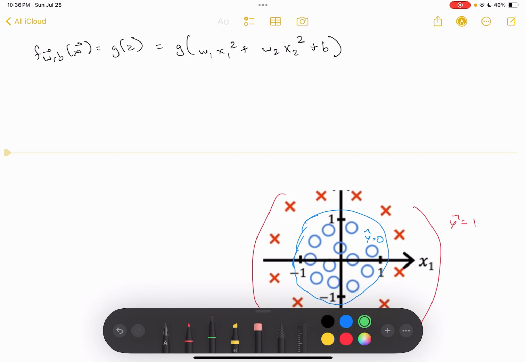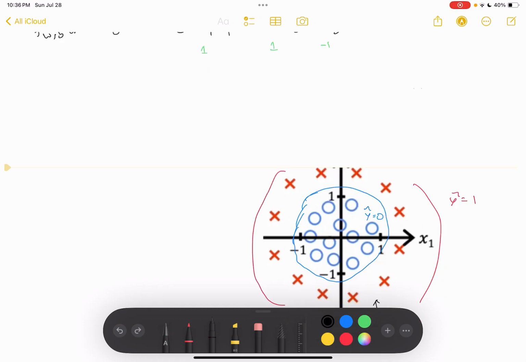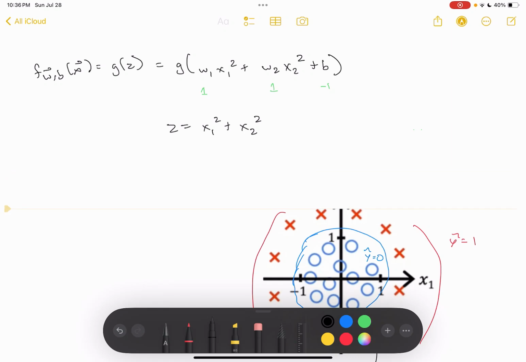Okay, and let's say we choose the parameter values 1, 1, and -1. So we assign initially w1 to 1, w2 to 1, and b to -1. So our z is equal to x1 squared plus x2 squared minus 1. Remember, just substituting the values here. And we'll set this again equal to 0.